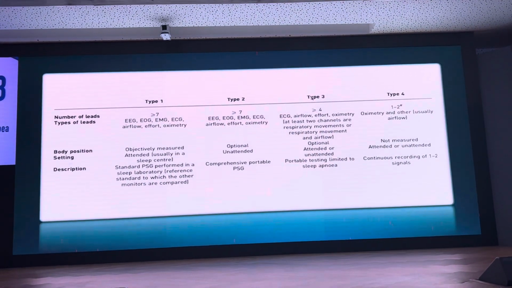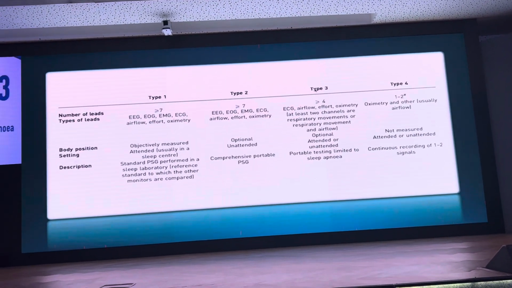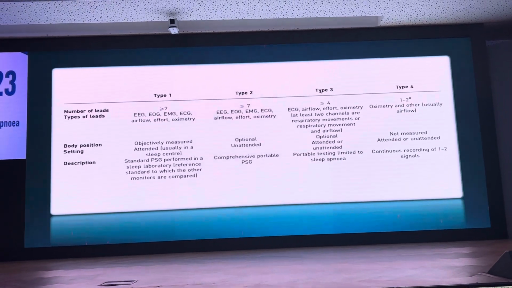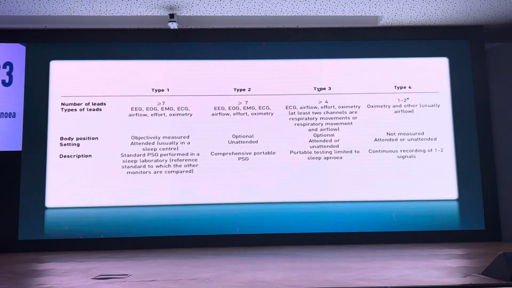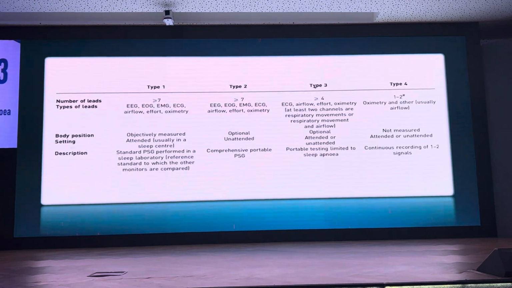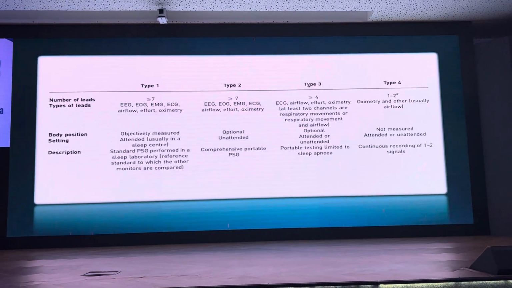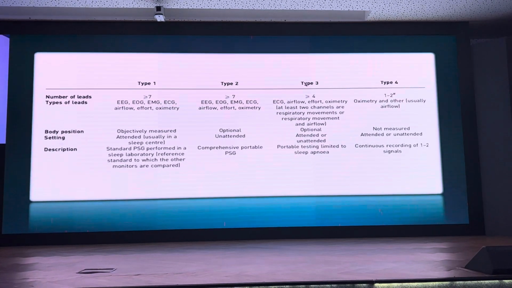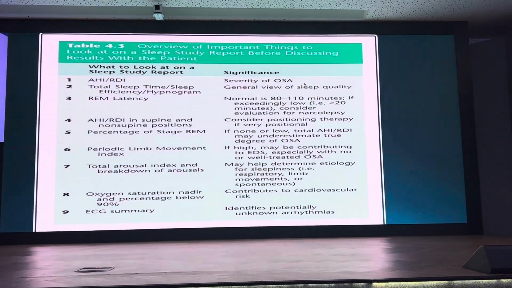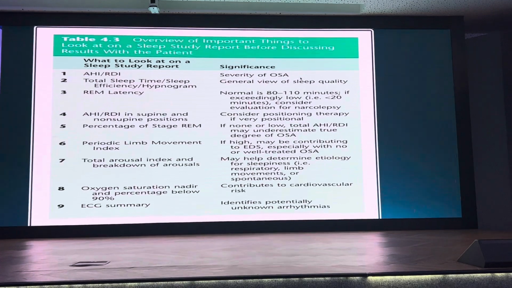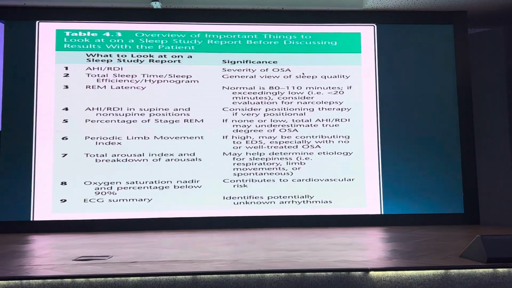So we have 4 levels of sleep study, and usually level 1 and level 2 are observed sleep studies with 7 parameters. Level 1 is observed, level 2 can be done at home or at the patient's convenience. Type 3 and type 4 are usually not favored. Type 3 can be done if they don't have any other comorbidities. There are certain important parameters which we need to look at in sleep studies. Sleep studies will be covered in a further talk, so I'm going to skip this.